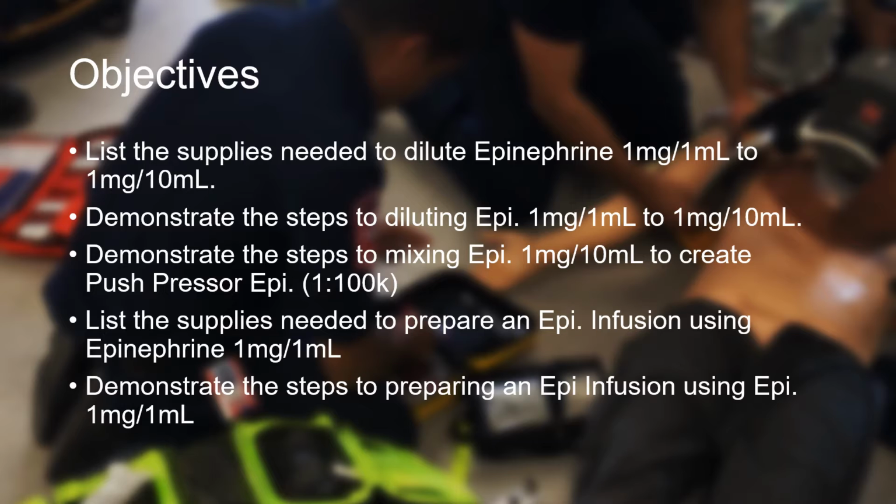After reviewing this training, you will be able to list the supplies needed to dilute epinephrine 1 milligram in 1 ml to 1 milligram in 10 mLs. You will also be able to demonstrate the steps to diluting epinephrine 1 milligram per 1 ml to 1 milligram per 10 mLs. You will demonstrate the steps to mixing epinephrine 1 milligram in 10 mLs to create push-pressor epi for a concentration of 1 to 100,000. You will be able to list the supplies needed to prepare an epinephrine infusion using epinephrine 1 milligram per 1 ml and demonstrate the steps to preparing an epinephrine infusion using epinephrine 1 milligram per 1 ml.